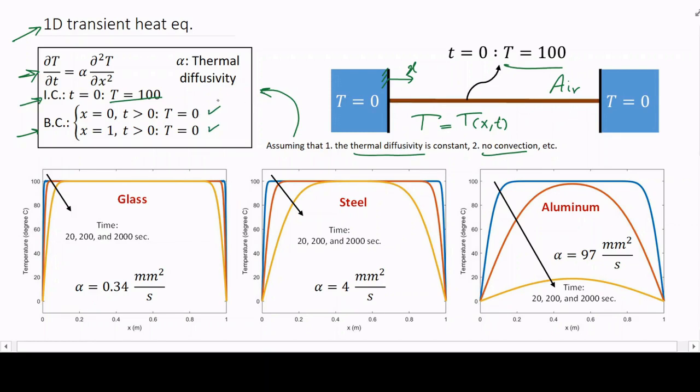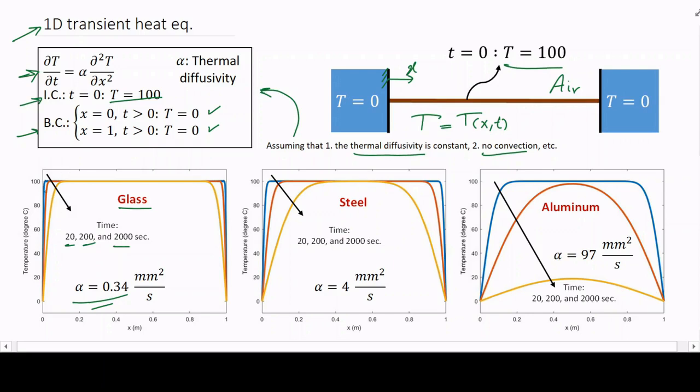And if we solve this partial differential equation for any given material, then we can find the solution and plot it, and we can find how the temperature profile will look inside that material, inside that rod, at any given time. So for example, for glass with this specific thermal diffusivity, we have plotted the temperature profile at different times, and you can see how it looks here.